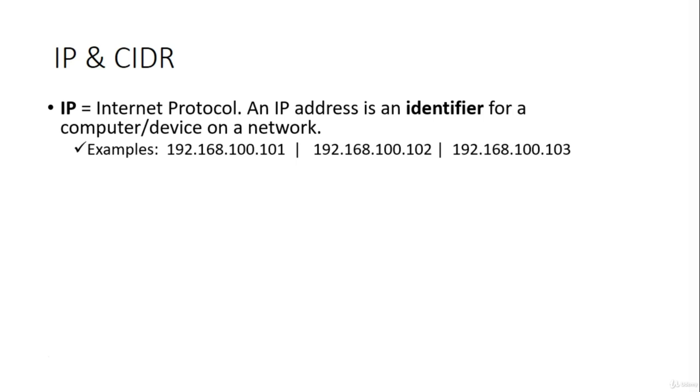Examples of IP: 192.168.100.101, and then you can continue till 255, 102 till 255, 103, etc. So all these four subdivisions with dots can go up to 255, starting from 0.